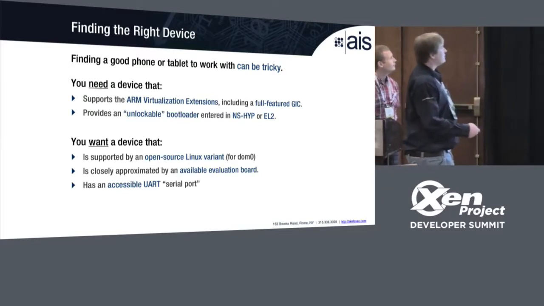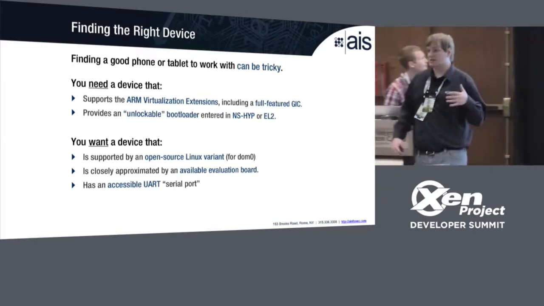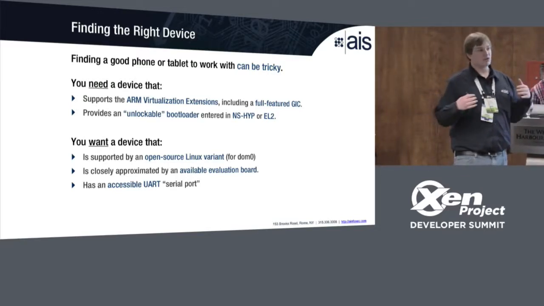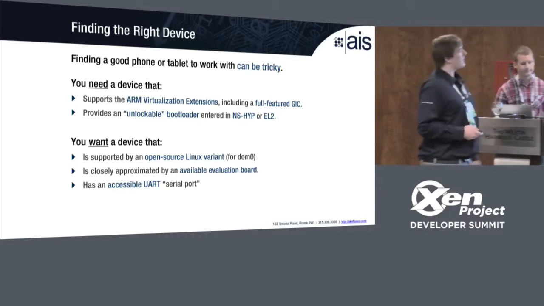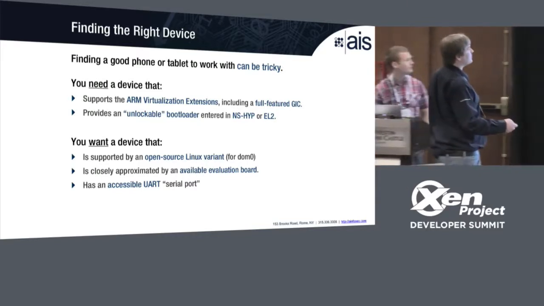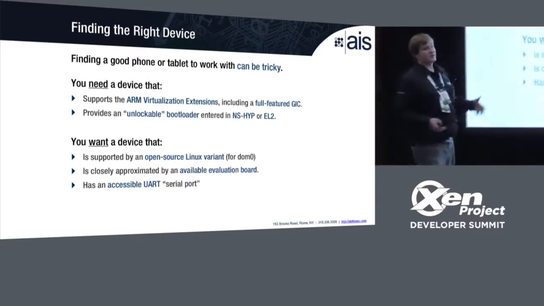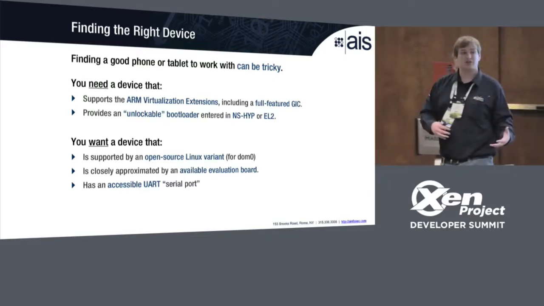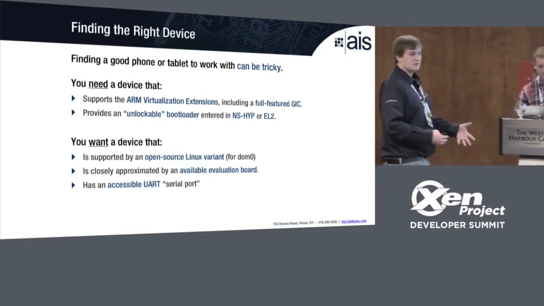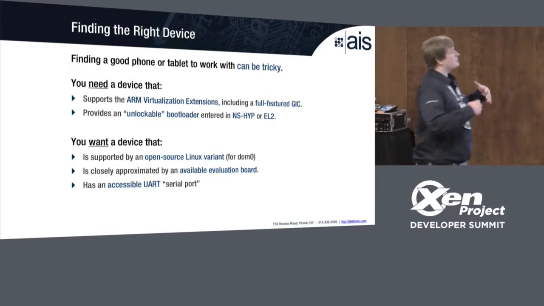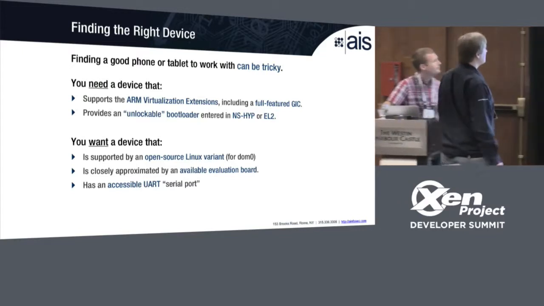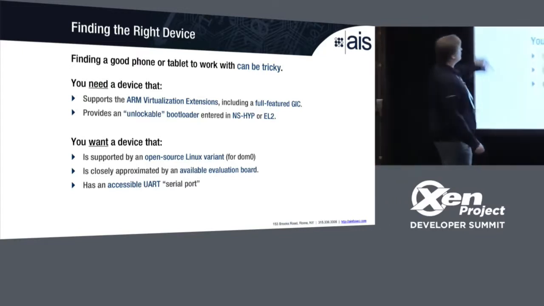Right? You also need an unlockable bootloader. That's a bootloader that lets you run whatever kernel you want, that will chain load into whatever you want to, if you want to say it that way. And we need to be still up in non-secure hypervisor or EL2. So we need to be able to install those vectors in order to return to Xen, right? This way Xen can actually set itself up and then switch to your DOM0. So those are your needs.